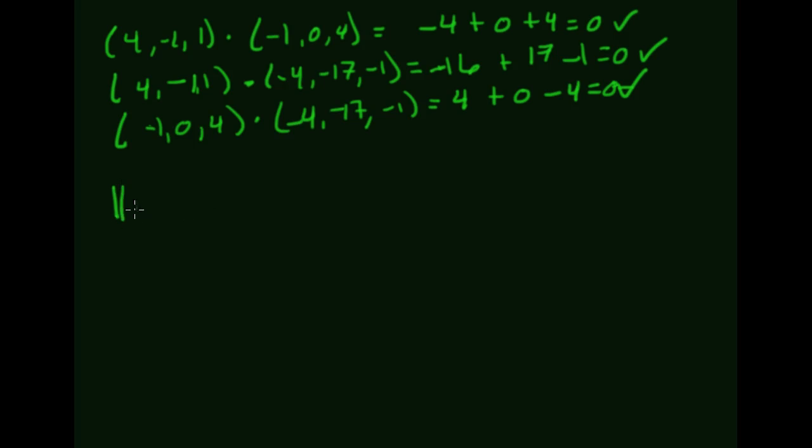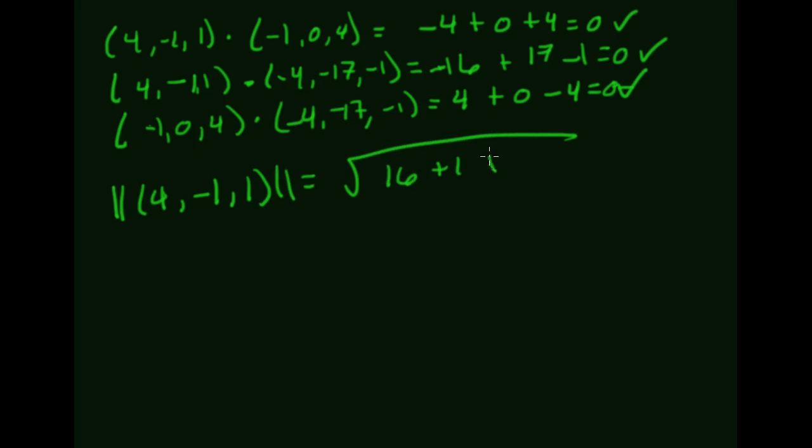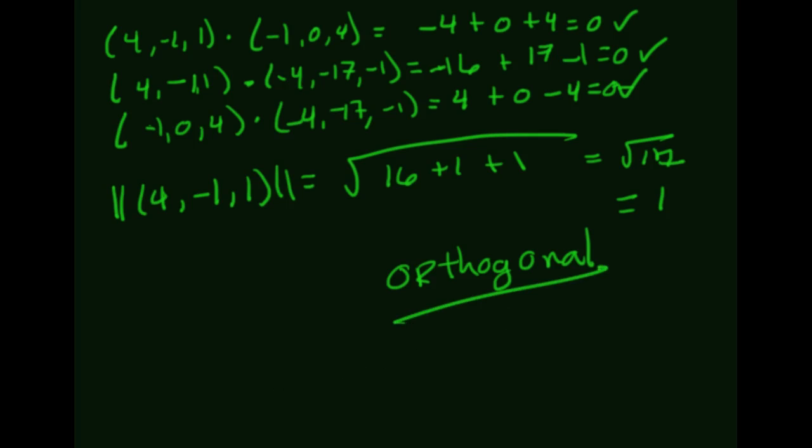Now, it's really simple here to disprove orthonormality, because if I just use the 4, negative 1, 1, the magnitude of that is going to be the square root of 16 plus 1 plus 1, which is the square root of 18, which is not 1. So this is orthogonal, but not orthonormal.